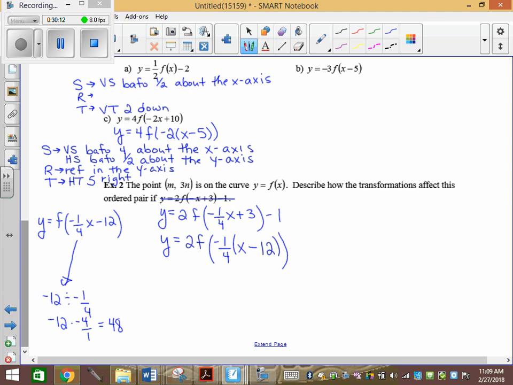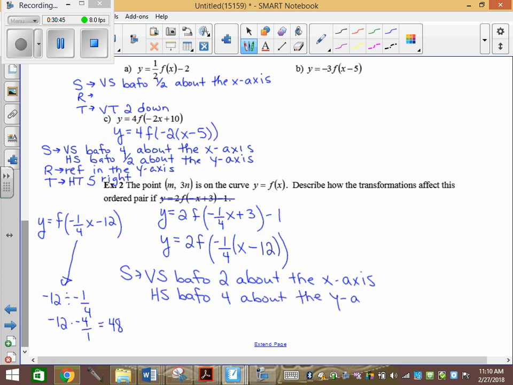This one's made up as well. Okay, so we have to describe the transformations, and we're going to move that point. Describe the transformations, and then do mapping if we're moving a point. So we have, that's supposed to be an S. I don't know where I was going with that. S, vertical stretch by a factor of what? 2 about the x-axis. Horizontal stretch by a factor of 4 about the y-axis. Any reflections? What? Reflection in the y-axis.